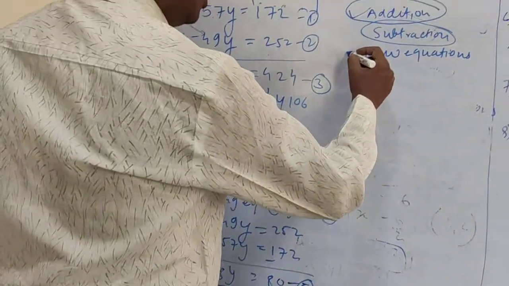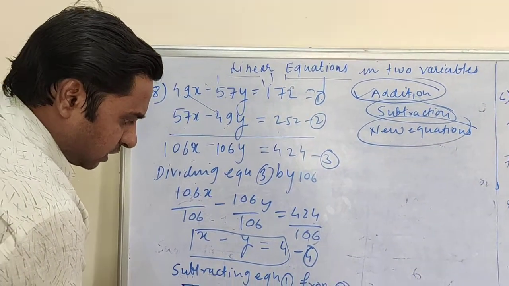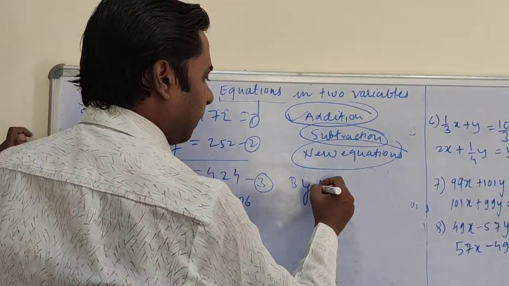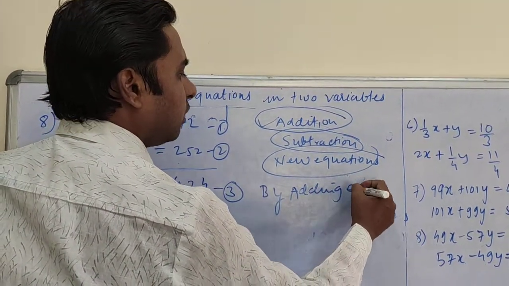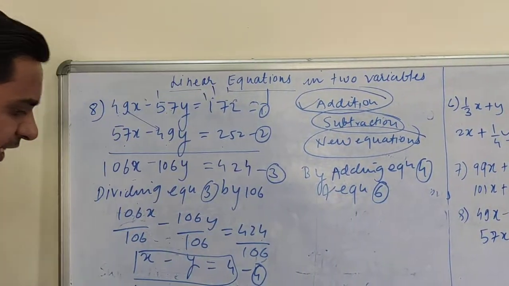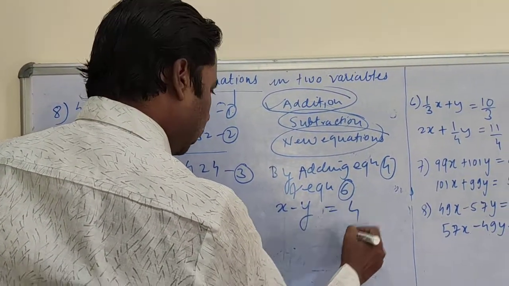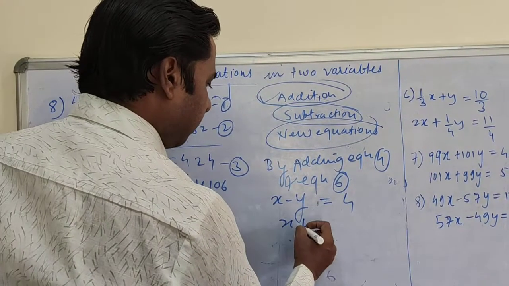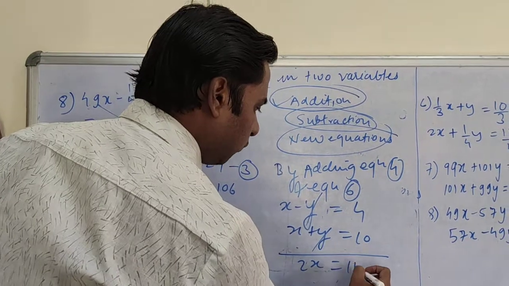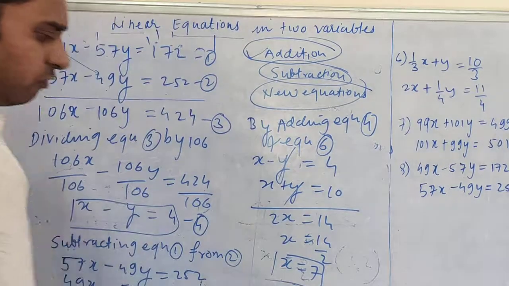Now we have got new equations. Which are the new equations? Equation 4 and equation 6. Now directly we can add equation 4 and 6. By adding equation 4 and equation 6, it will be x minus y is equals to 4, x plus y is equals to 10. Now this will get cancelled. 2x is equals to 14, x is equals to 14 upon 2, x is equals to 7. Value of x is 7.